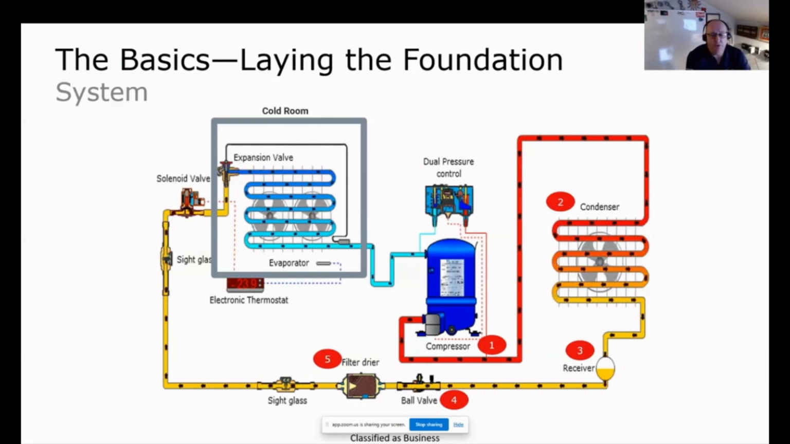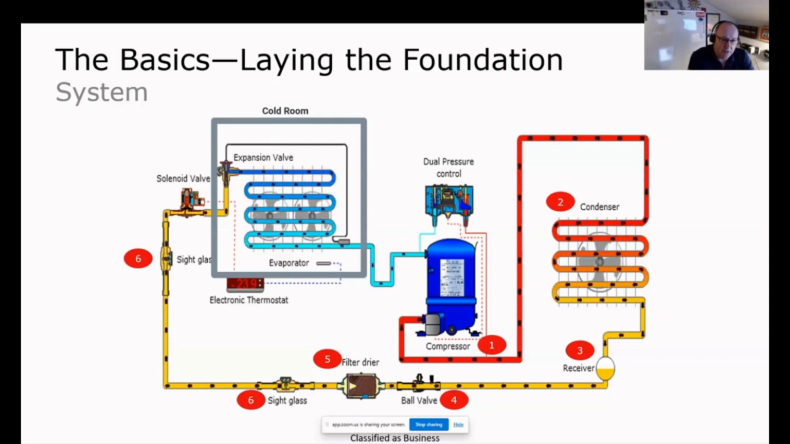So the job of the filter dryer is to remove moisture from the refrigerant and clean the refrigerant of any foreign particles. As I always say, bricks and spanners. Then we have a couple of sight glasses in the system. And you'll notice that there is a sight glass after the filter dryer, but I've also put a sight glass ahead, basically, of the expansion device.